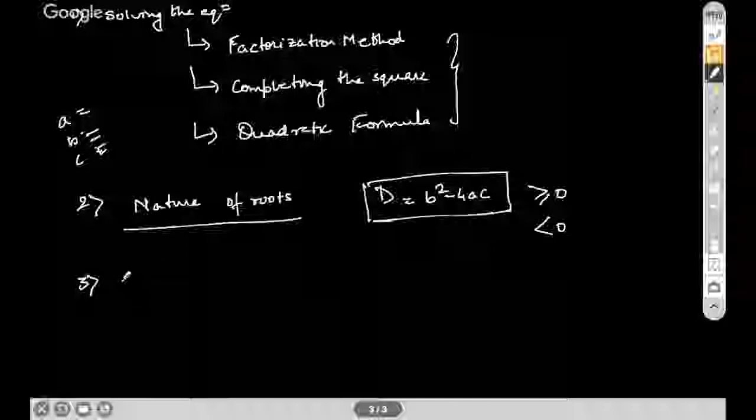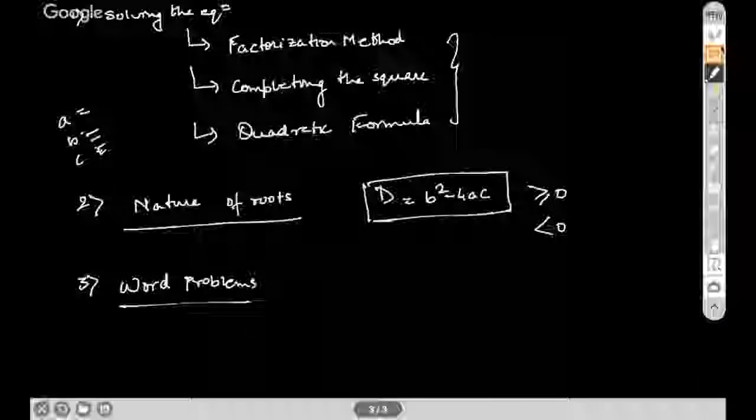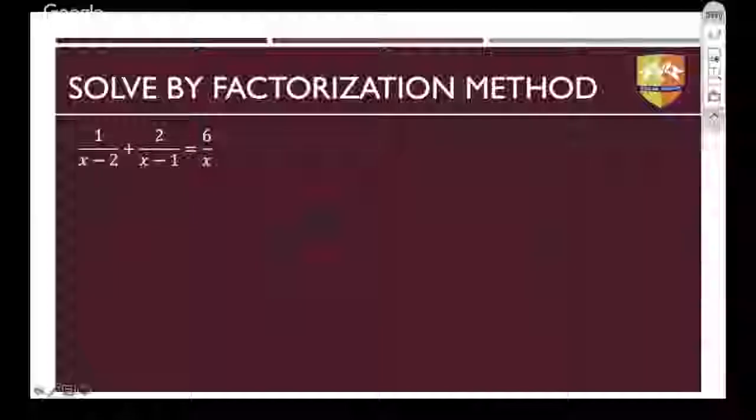Third will be word problems, right? So there could be word problems on quadratic equations, right? So they will give you... Let us take one word problem which was asked in a previous year, and let us try and solve that question. So here is the question.